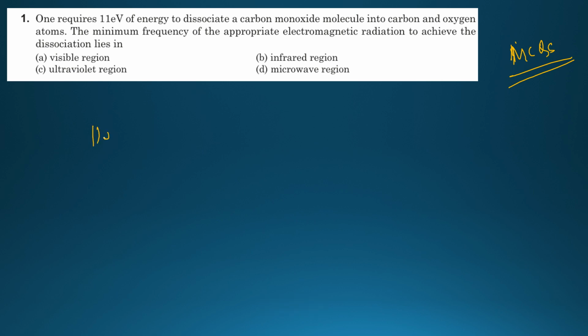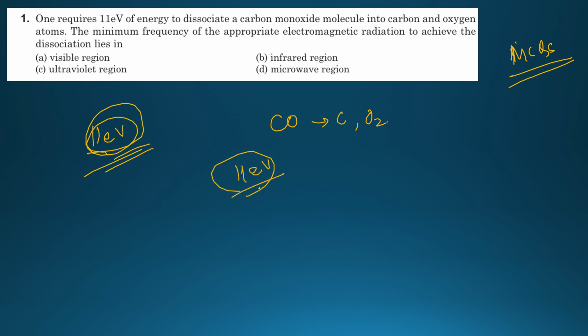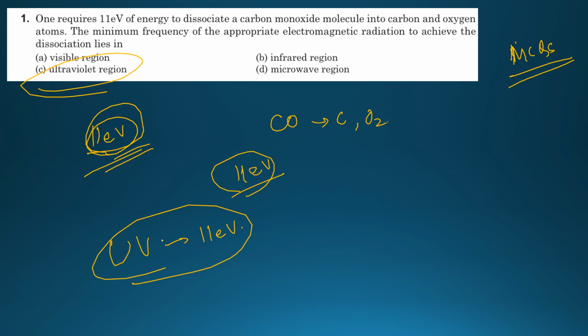It takes 11 electron volt of energy to dissociate a carbon monoxide molecule into carbon and oxygen. So, find the minimum frequency of the appropriate electromagnetic radiation to achieve the dissociation. That means the minimum energy is this much. Which radiation has this much energy? That one you have to remember. That is your UV region. UV region has energy of 11 electron volt. You have to remember this. So, 11 electron volt lies in the UV range.